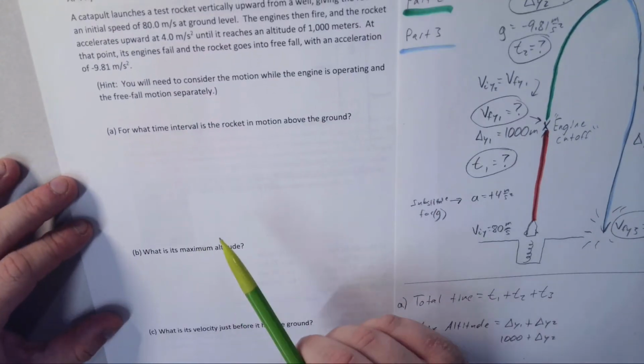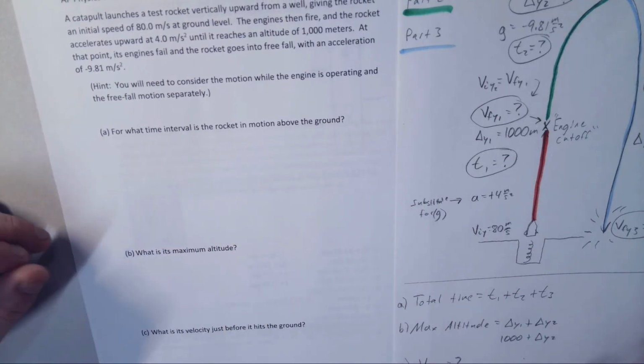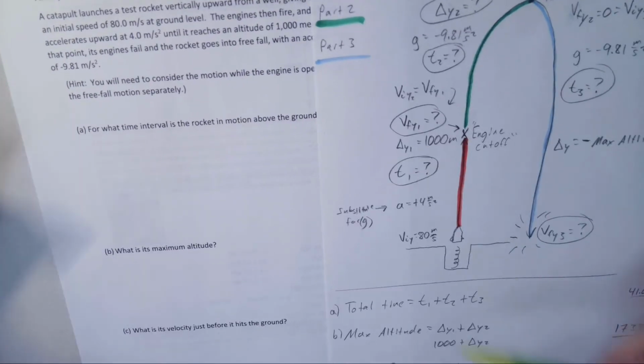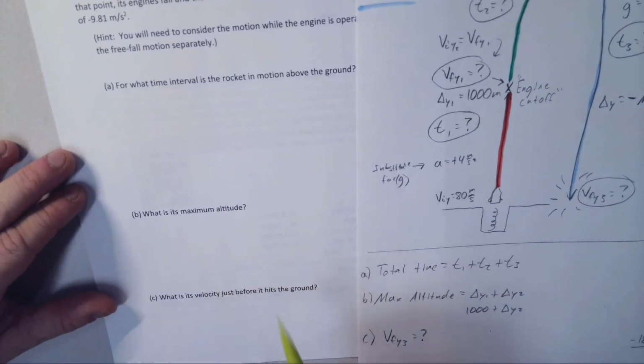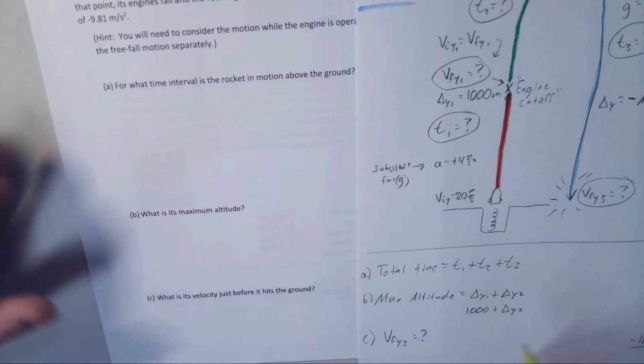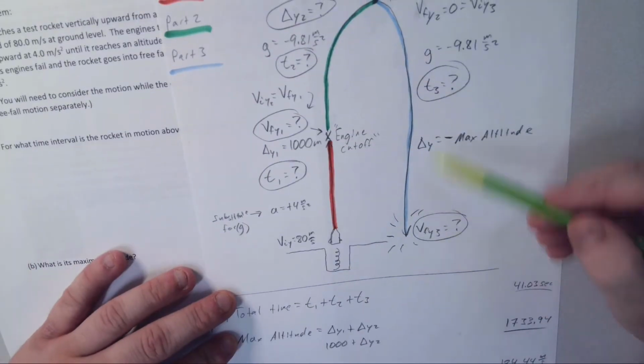So if you look at what you're having to solve for, you're having to solve for what the time interval is in the rocket's motion above the ground. You can't just solve for that all in one equation. That's why we need to split it up. Also, what is the maximum altitude? That's also a 2-part problem. And then what is the velocity just before it hits the ground? So how fast is it going when it hits there?